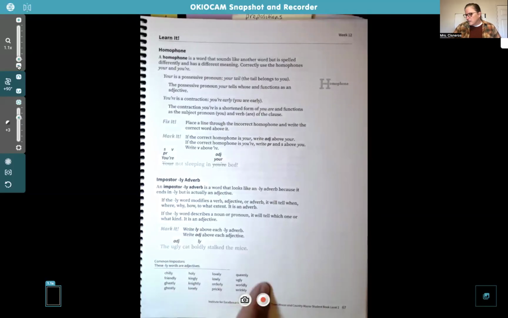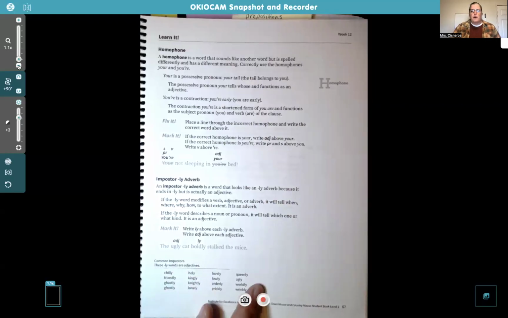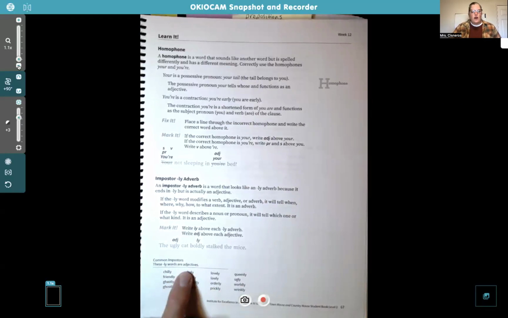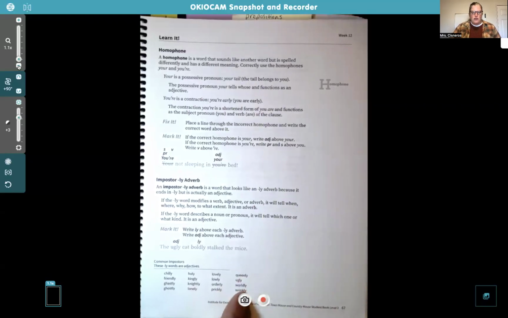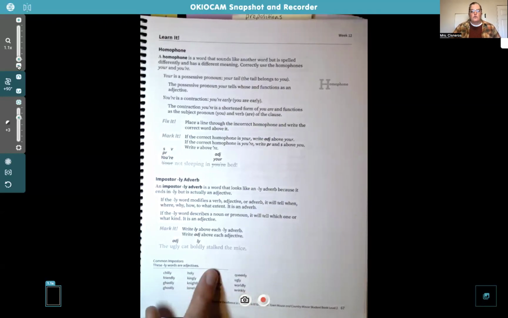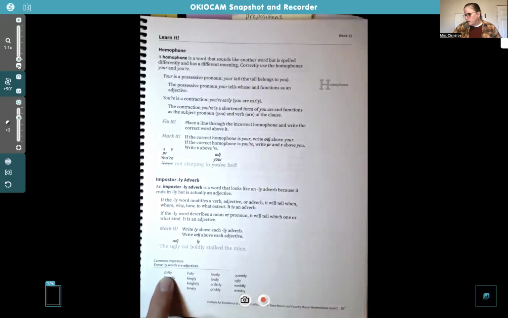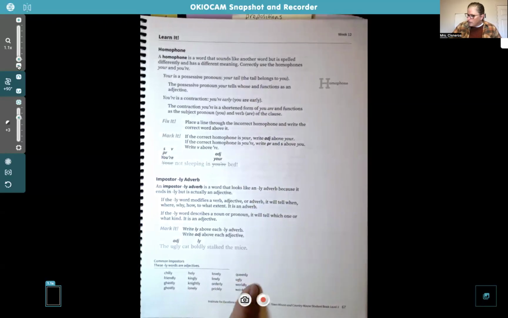Here is a list at the bottom of this page 67. These are all common imposters. So notice they all have ly at the end and they look like adverbs, but they're actually adjectives. So I'm going to read this list and you read along with me on this recording. Chilly, friendly, ghastly, ghostly, holy, kingly, knightly, lonely, lovely, lowly, orderly, prickly, queenly, ugly, worldly, wrinkly.